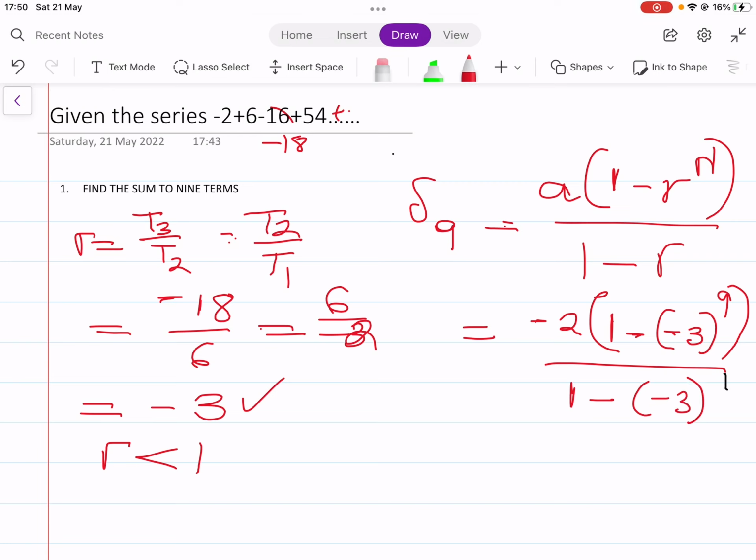-3. So if you do this on a calculator, you'll find that the sum of these numbers is -9,400, no, that's not the correct one. I'm so sorry. -9,842. This is the correct answer. This is the sum of your first 9 terms.